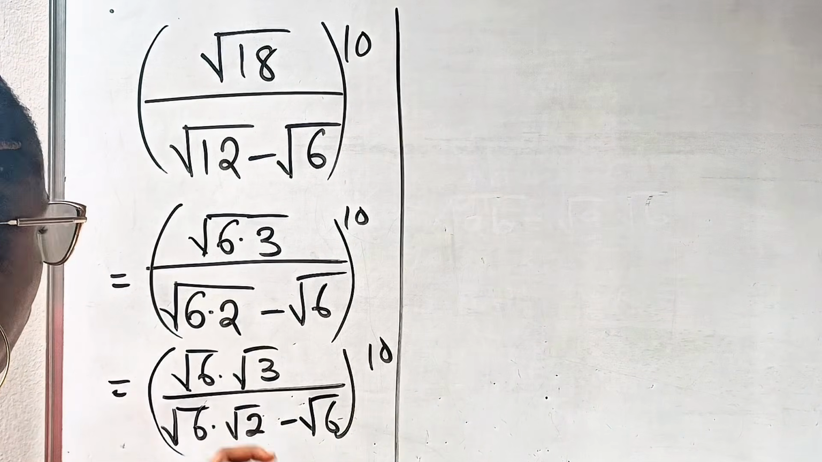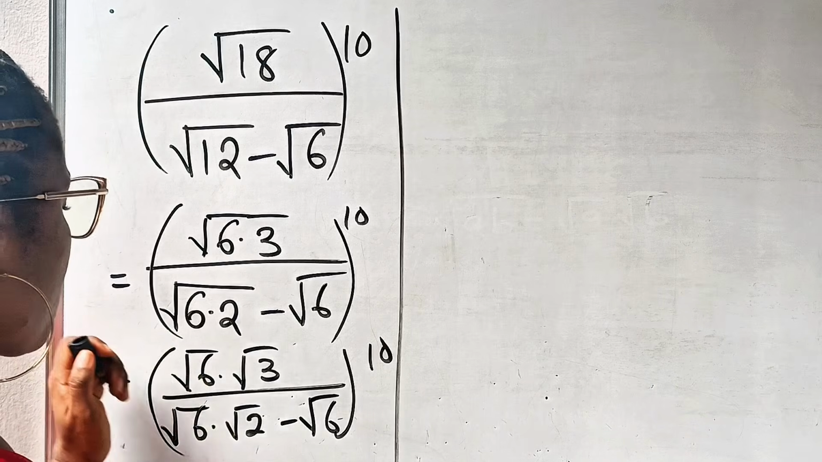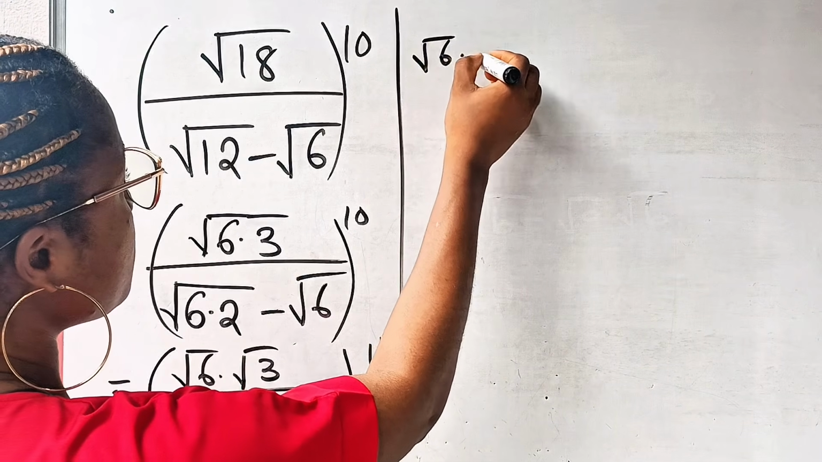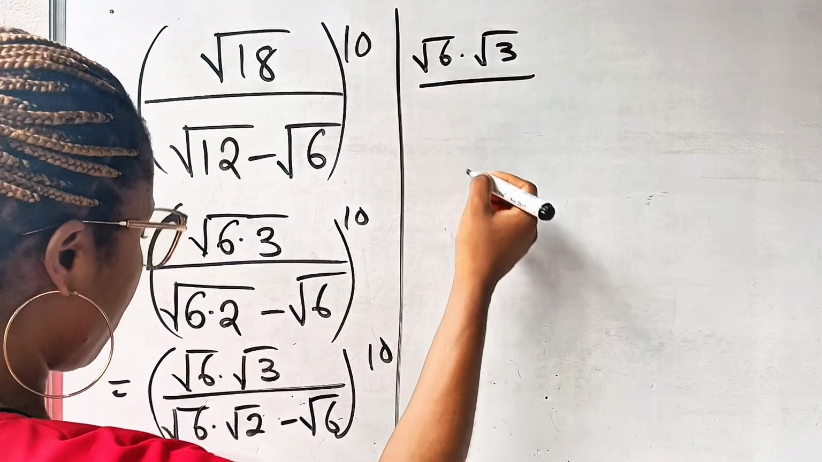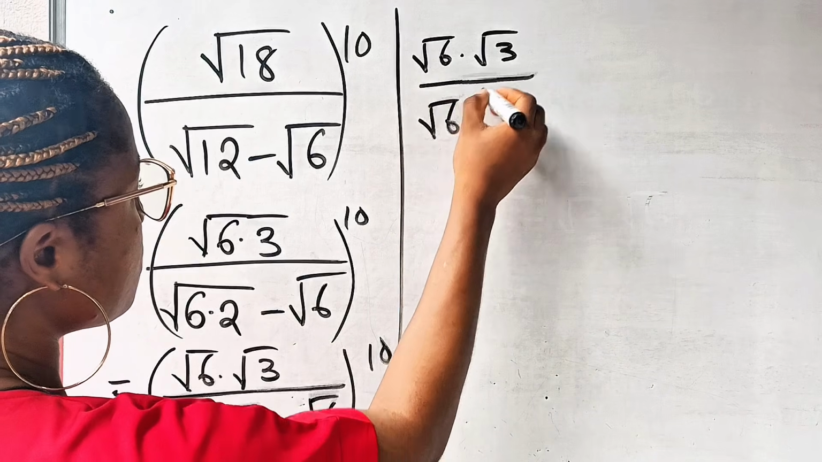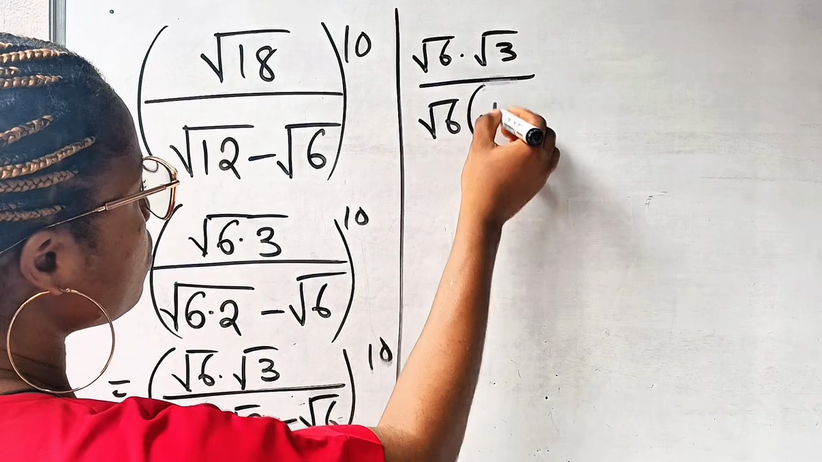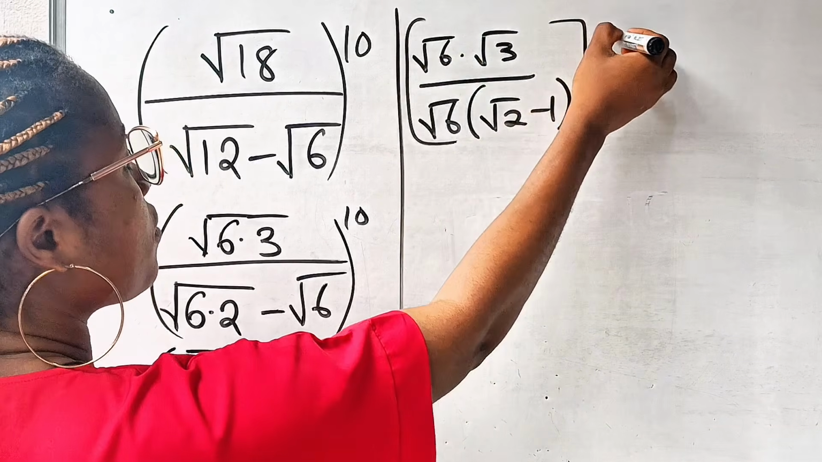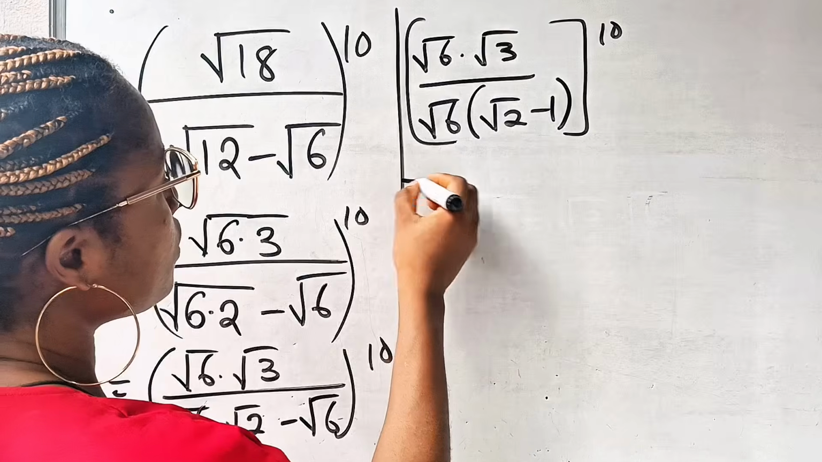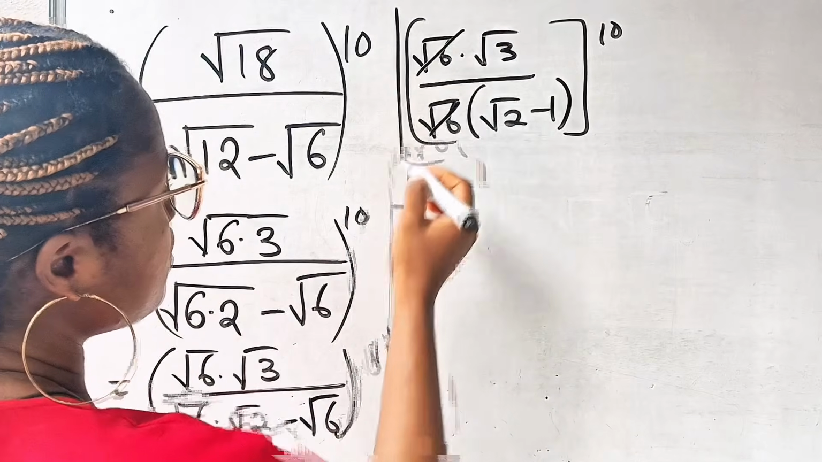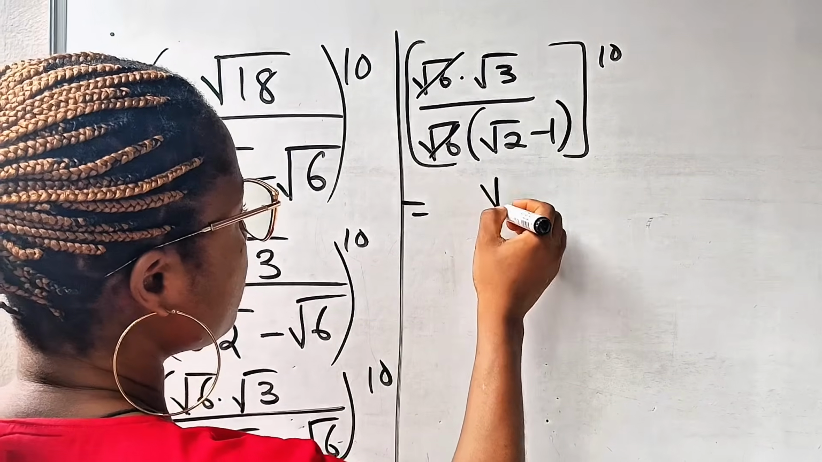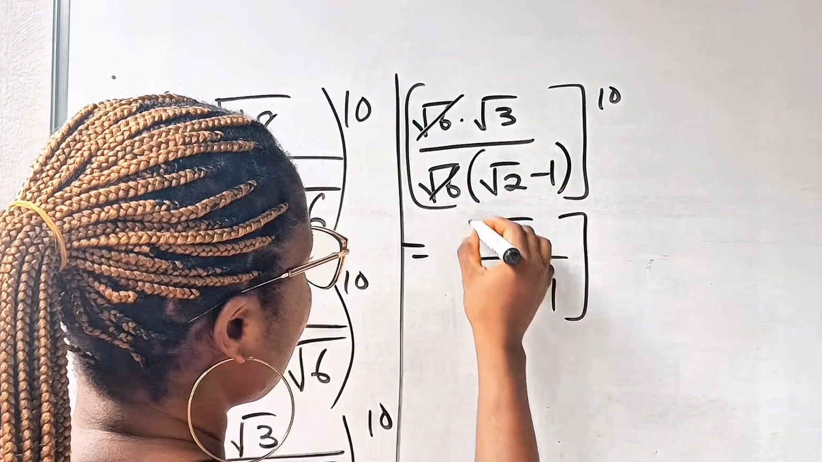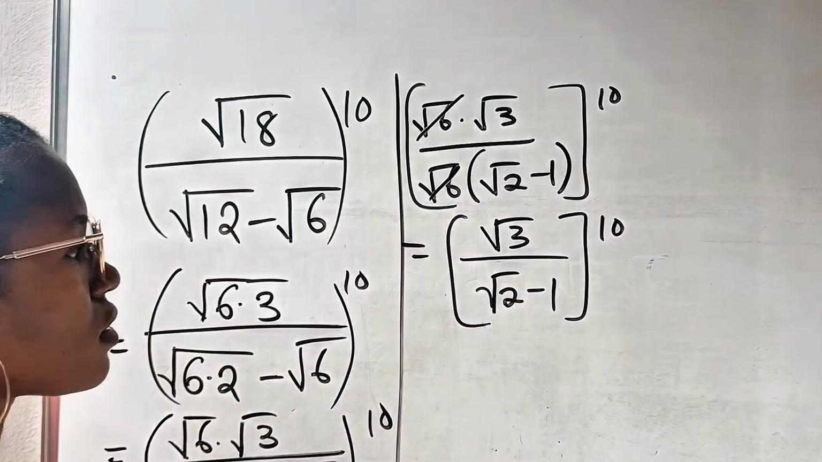So going forward, we can factorize this from the denominator. So we have root 6 multiplied by root 3 divided by root 6 bracket. This will give us root 2 take away 1. Now everything to the power of 10. Okay, so this is equal to, you can see that this and this can go, and we are left with root 3 divided by root 2 take away 1 to the power of 10.